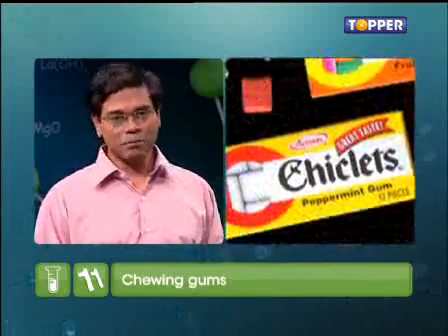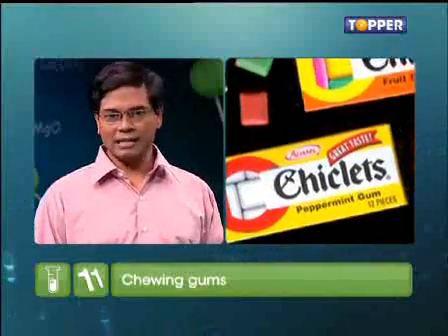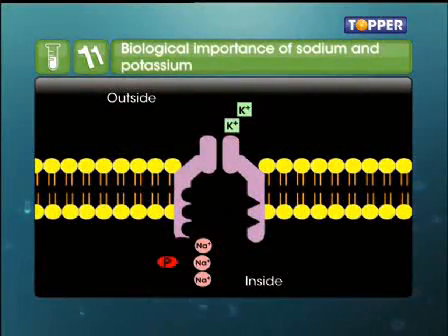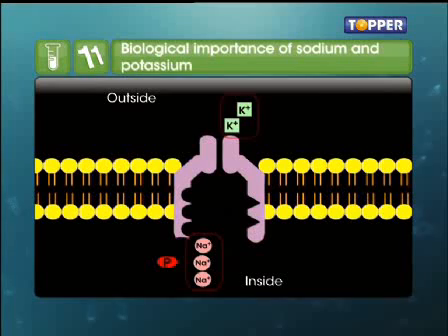That was about some important compounds of sodium and calcium. Let us study about their biological importance. Let us start with sodium and potassium. Sodium and potassium belong to group 1 of the periodic table. Their ions participate in the transmission of nerve signals.